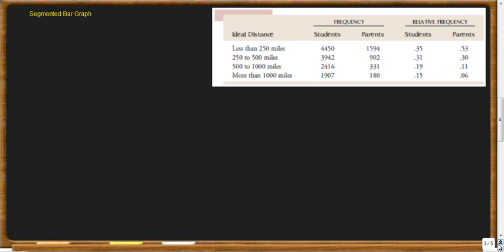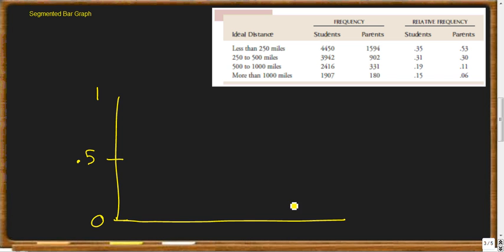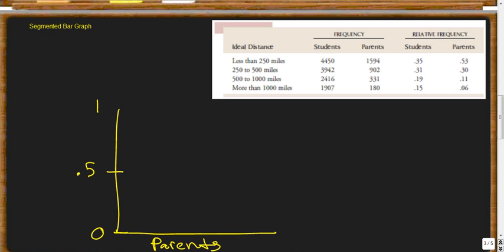Now, segmented bar graph, we're just going to do this for one of these real quick. A segmented bar graph is just like a bar graph, but also rolled into a pie chart. Very interesting. We start with 0% and go up to 1, and again, just like we did before, we're going to call this our parents graph, because this is just all for the parents. So we're going to do it pretty much the same as we did on the last slide.